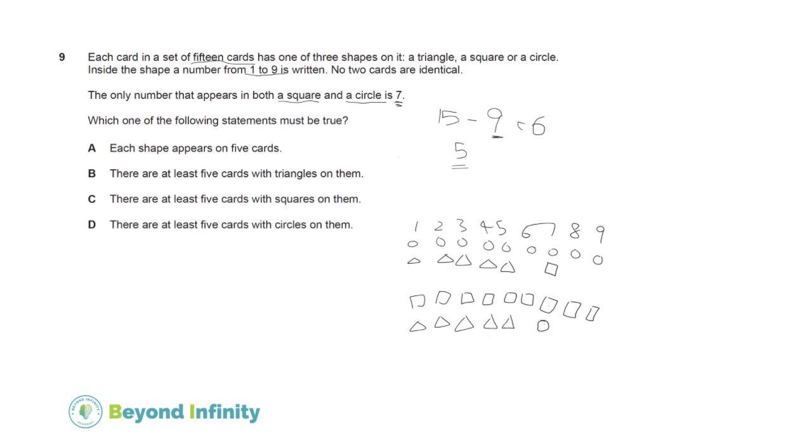So in fact, A, C, and D are all incorrect, because we see here that it can be all circles, which means there's only 1 square, or all squares, which means there's only 1 circle. But in both cases, there must be 5 triangles. So it must have at least 5 cards with triangles on them. So the answer for this question is actually B.